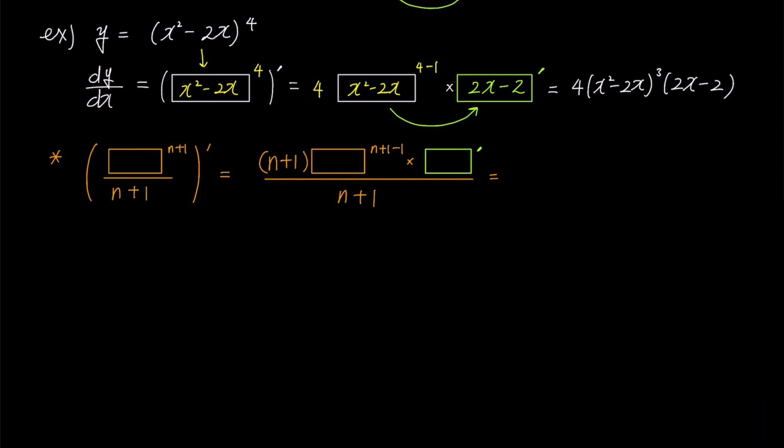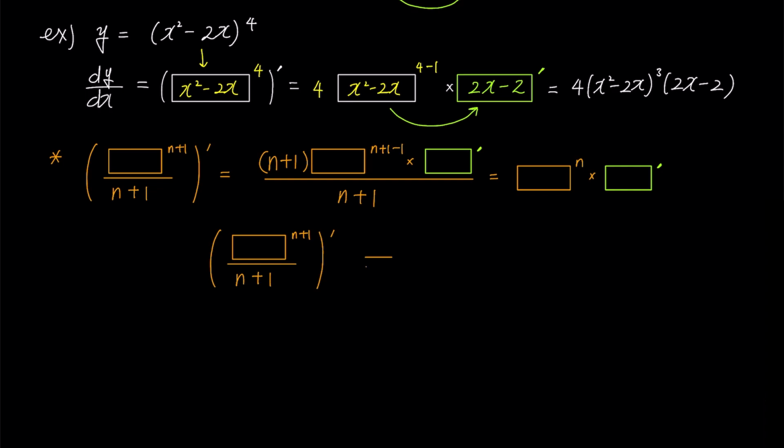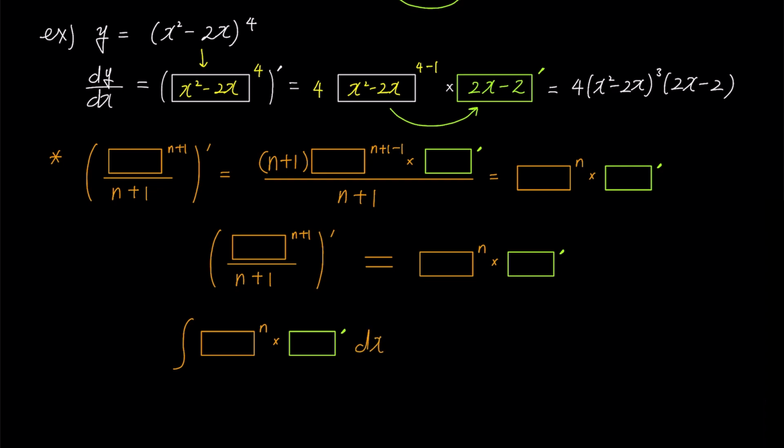So when we simplify this expression, it becomes box to the power of n times box prime. To reiterate, the fact that differentiation of box to the power of n plus 1 over n plus 1 yields box to the power of n times box prime implies that if we integrate the right-hand side, the left-hand side should be the result. Therefore, the integral of box to the power of n times box prime is box to the power of n plus 1 over n plus 1 plus c. Here, c represents an arbitrary constant of integration.